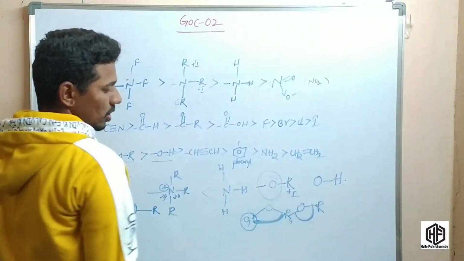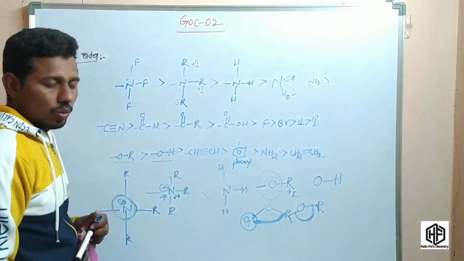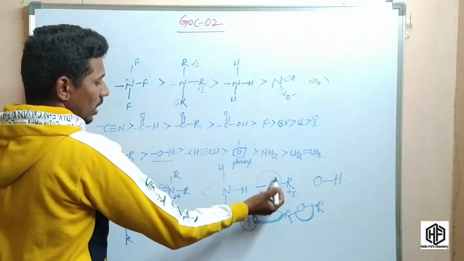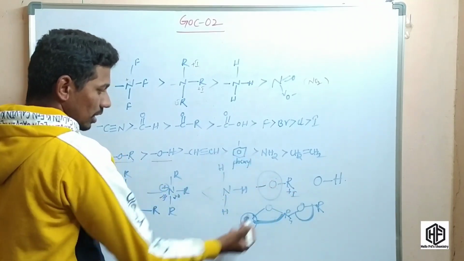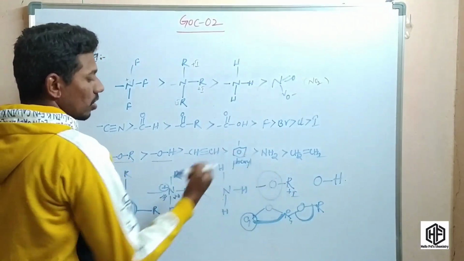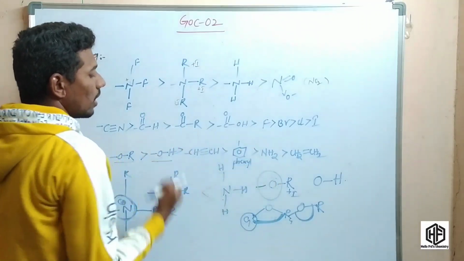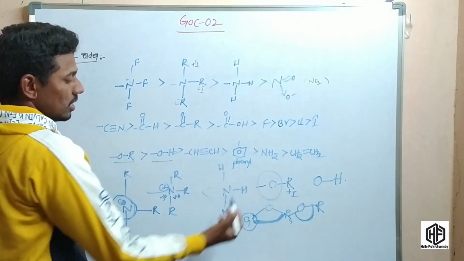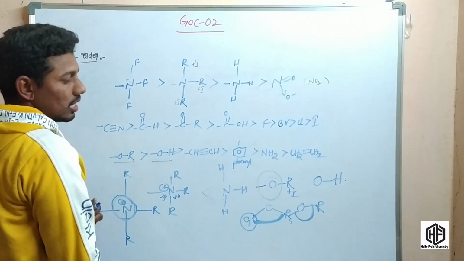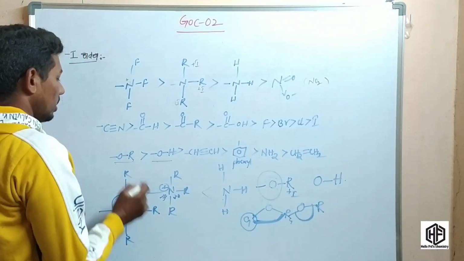Actually, it is a plus I group. Oxygen is connecting with the plus I group, an electron releasing group. Electron releasing group is connecting with oxygen, so it has more electron density. So it is a less minus I order. It has less minus I order generally. But what is the reason going on here?